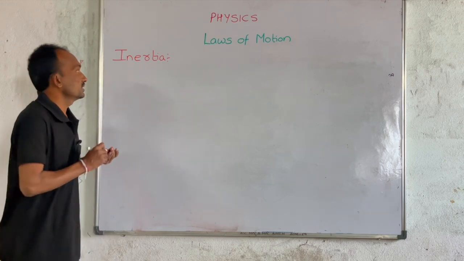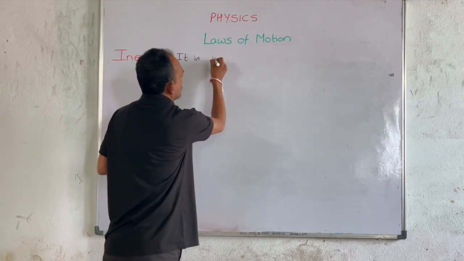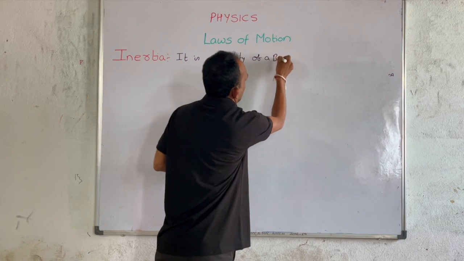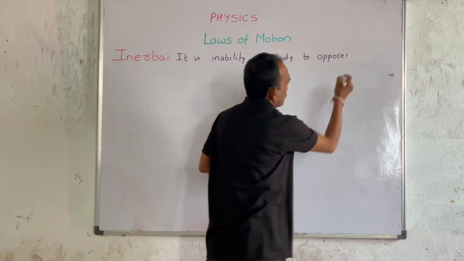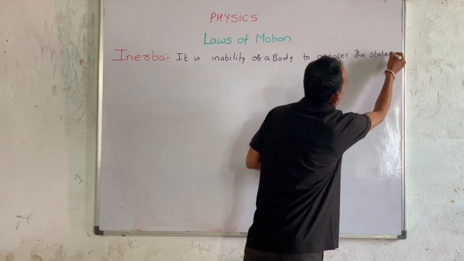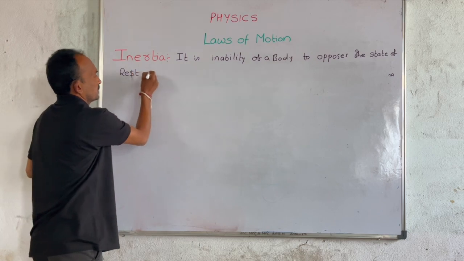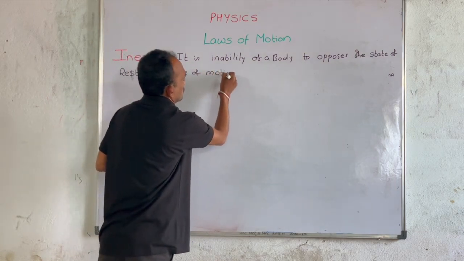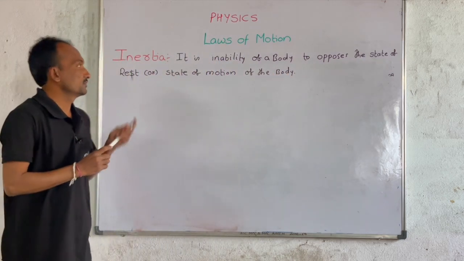We discuss now. Inertia is the inability of a body to oppose, or it opposes, the state of rest or state of motion of the body. This is the definition of inertia.